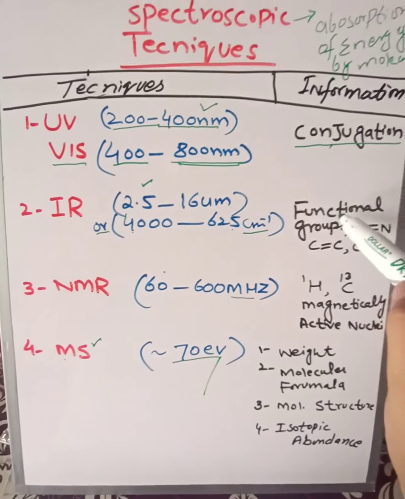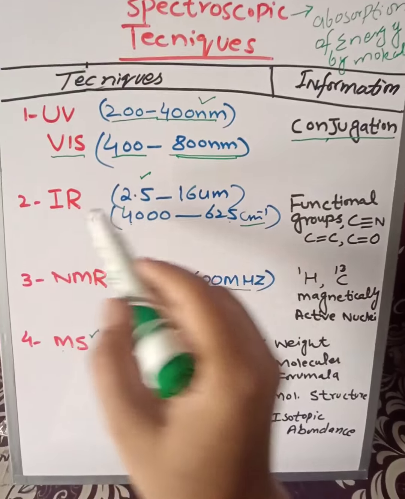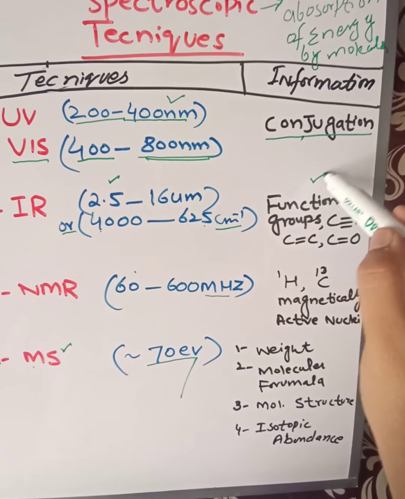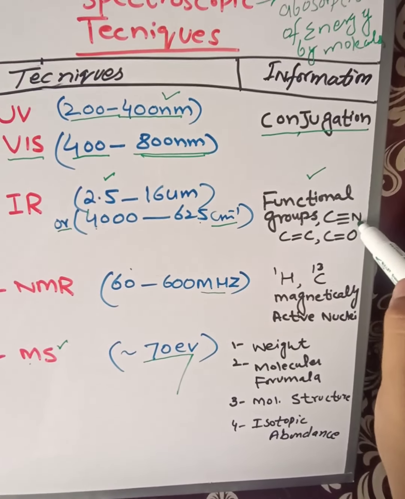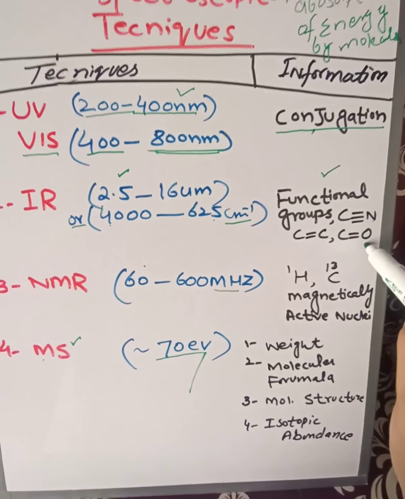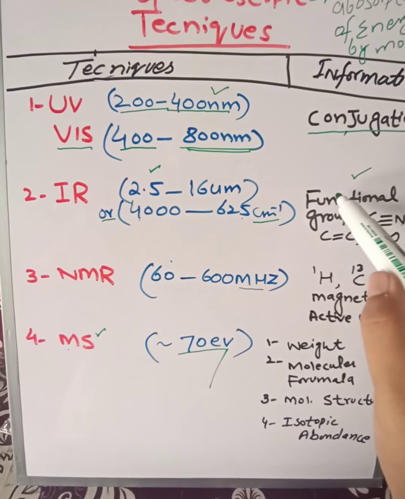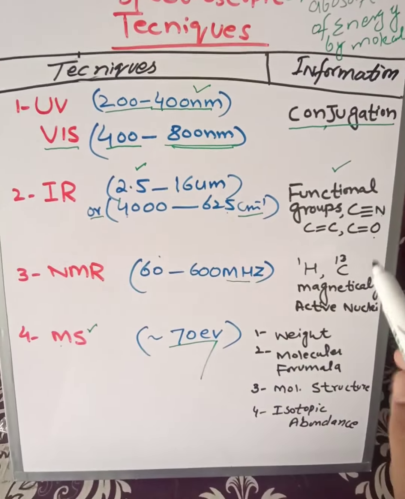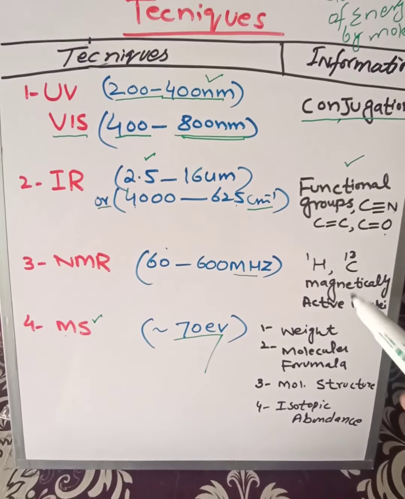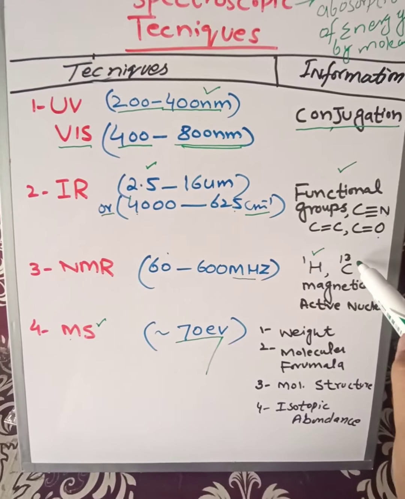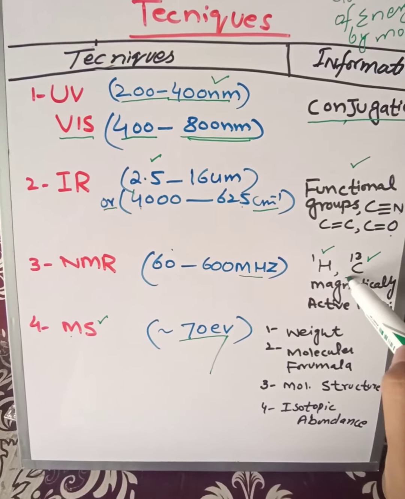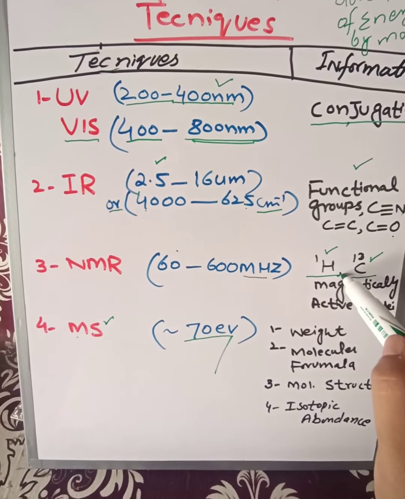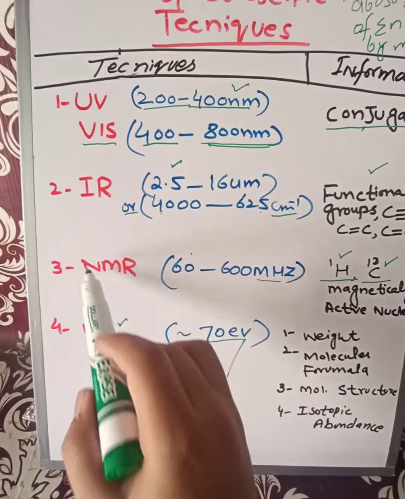What type of information is obtained in IR spectroscopy? IR spectroscopy tells us about the nature and presence of functional groups. For example, C triple bond N, C double bond C, C double bond O. So the presence of functional groups is obtained in IR. NMR basically deals with magnetically active nuclei like hydrogen-1 and carbon-13. Carbon-13 is a magnetically active nucleus and hydrogen-1 is a magnetically active nucleus that is used in NMR.